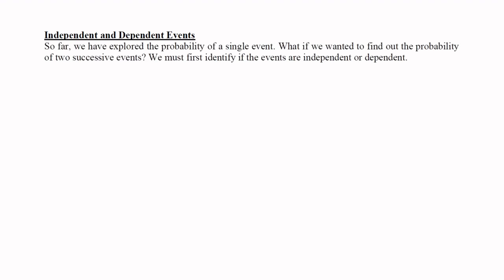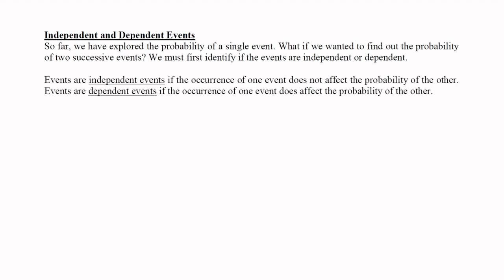So far, we have explored the probability of a single event. What if we wanted to find out the probability of 2 successive events? We must first identify if the events are independent or dependent. Events are independent events if the occurrence of one event does not affect the probability of the other. Events are dependent events if the occurrence of one event does affect the probability of the other.